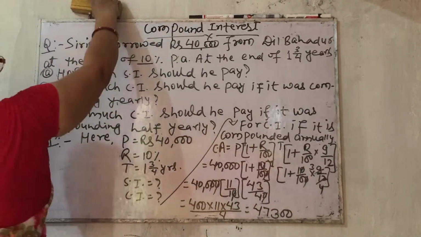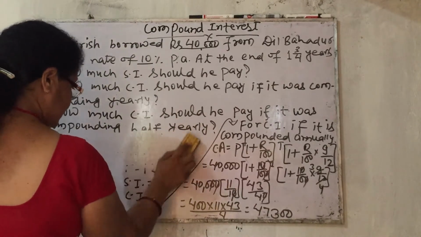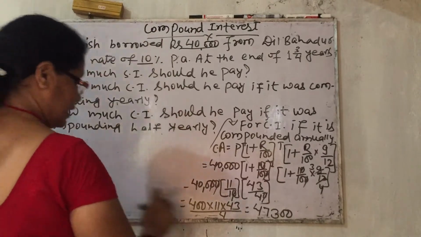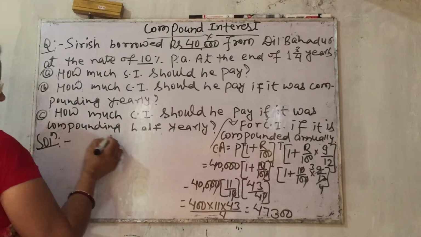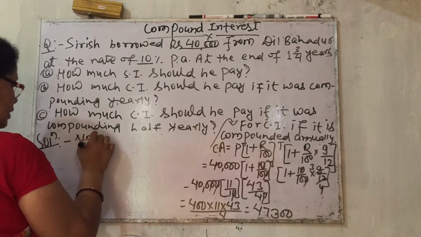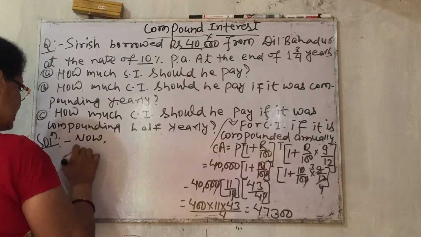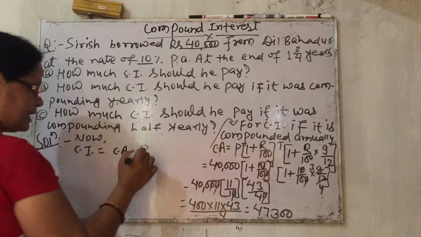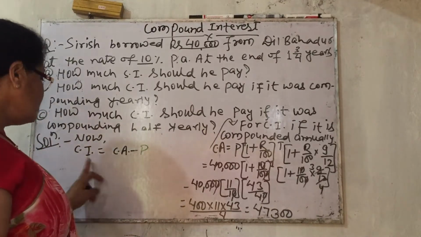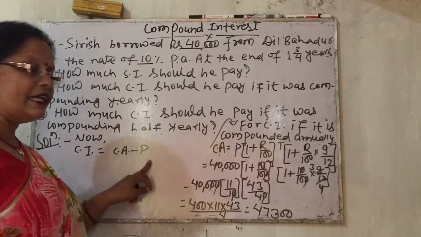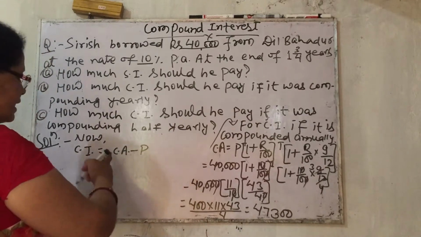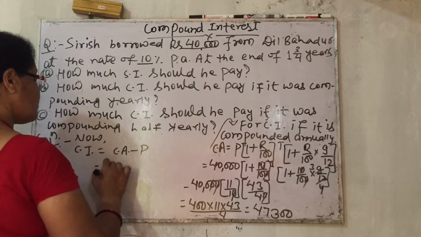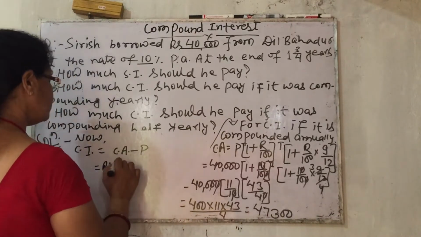Now after this I am writing here, we have found here CA. So now CI equal to, can we write CA minus P? CI, compound interest, equal to compound amount minus principal. So CA minus P I have written equal to, CA is how much? This just now we have found.